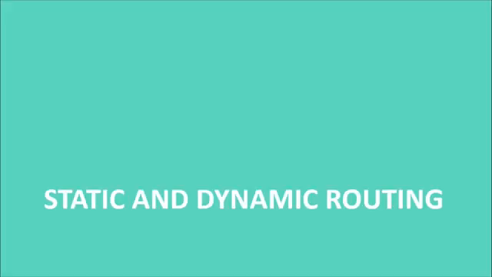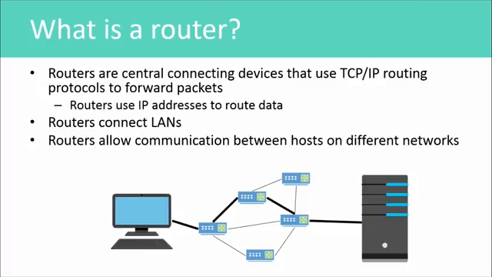So without further ado, static and dynamic routing. First off, a router, right? What is it? What does it do? It's just a central connecting device that uses TCP/IP routing protocols to forward packets. They use IP addresses like we discussed. It's a layer 3 protocol, right, IP. And routers connect local area networks to each other. And they allow communication between hosts on different networks.